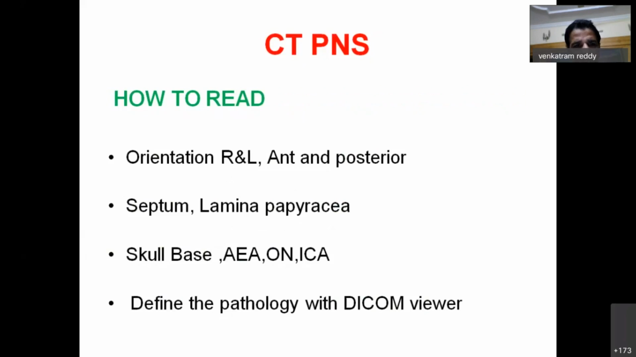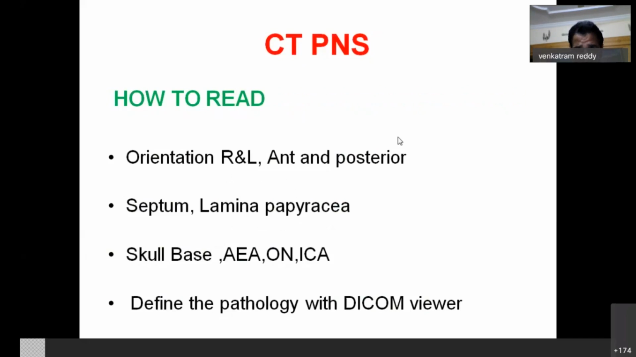So how to read the CT scan? I think these are all basic things. Right and left should be written very precisely. Sometimes this may go wrong in the radiology department, and you should correct it. You read the septum and lamina papyracea in all the cuts. The central part, the medial limit, is the septum, which you read in all the cuts. Then the lateral limit is the lamina papyracea, and you read how the anatomy of the lamina papyracea looks. Then read the skull base, what type of skull base you are dealing with.